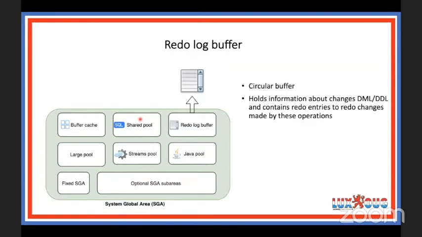Redo log buffer is a circular buffer, which means when it's filled, it's rewritten again. It holds information about changes done by data manipulation language or data definition language that contains redo entries, used later to recover the instance in case of instance termination or some other cases. So when a client runs, let's say, an update statement, this update statement is written in the log buffer.